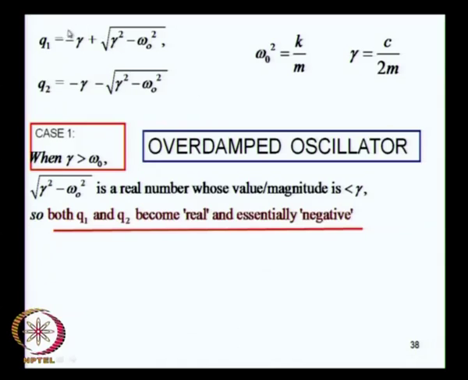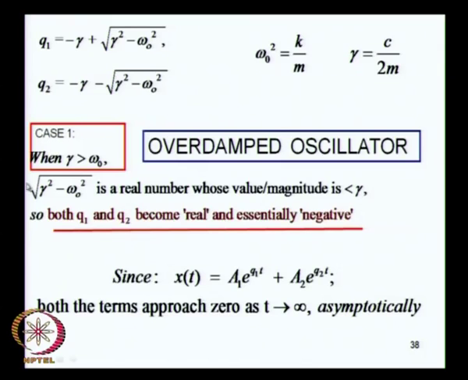And what you are doing is you have minus gamma in both the roots, to which you are either adding or subtracting a number whose magnitude is less than gamma. If you subtract, this becomes even more negative. If you add, it still remains negative, because you are adding a number whose magnitude is less than gamma. So, no matter what, both the roots q1 and q2 become essentially negative. Neither of the roots has a chance of being positive.